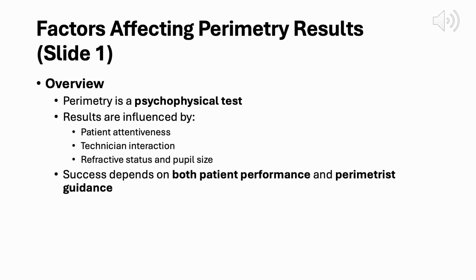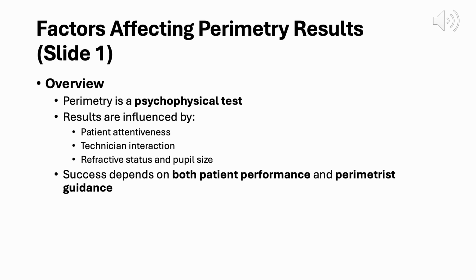A patient who is distracted, anxious, or simply not engaged during the test is more likely to produce inconsistent responses. The interaction with the technician, or the perimetrist, also plays a significant role. Clear instructions and reassurance can improve patient cooperation and focus throughout the test.